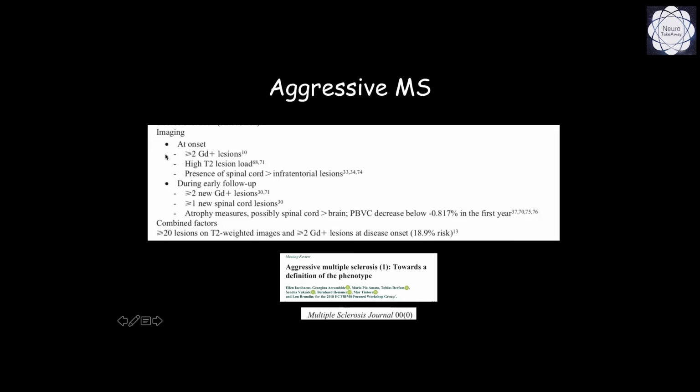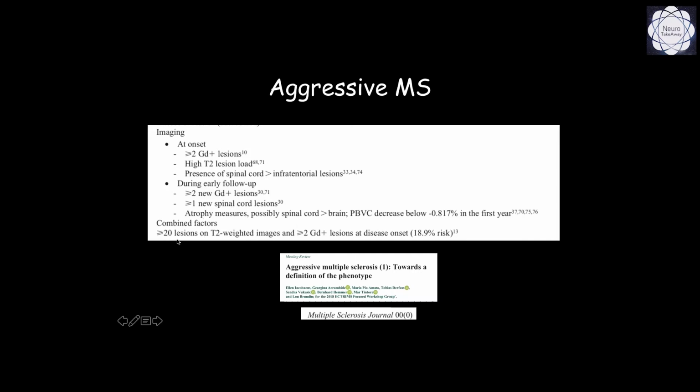The presence of 2 or more GAD-positive lesions, the presence of a high T2 lesion load, high implies in general more than 10 lesions, or the presence of spinal cord or infratentorial lesions are very, very worrisome. And then during the early follow-up, the appearance of 2 or more new GAD lesions or 1 or more new spinal cord lesions or atrophy, especially at the level of the spinal cord, are other things that predict bad evolution. Then we have combined factors.